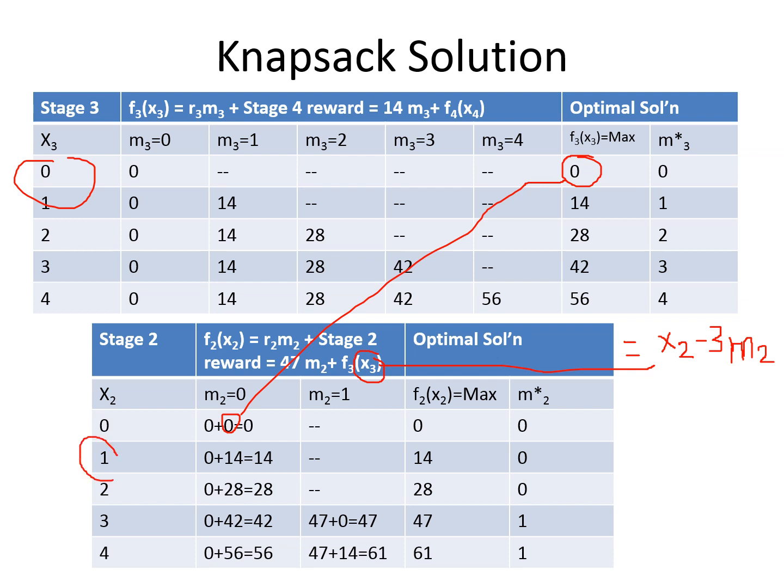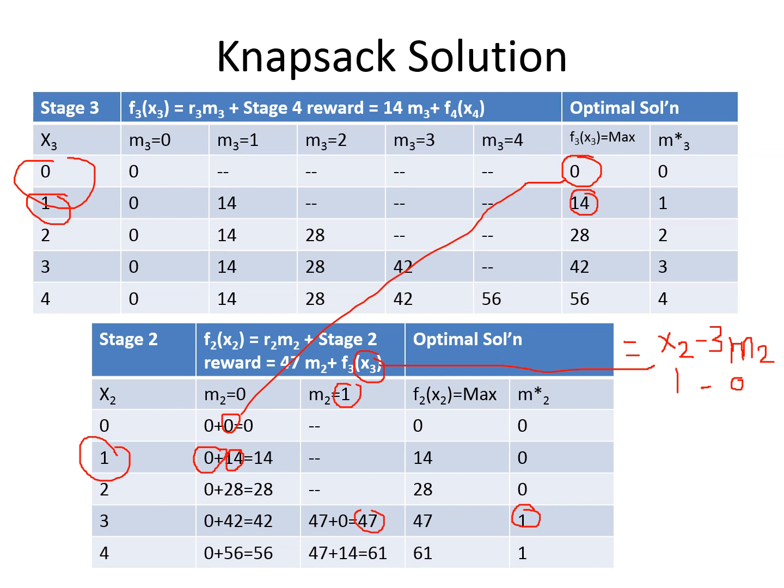What if X2 was 1 and M2 was 0, so we decided to select 0 of type 2, which means 47 times 0 is 0, plus F3 of X3, which is this 14. Where did it come from? Since I use the same equation here, since X2 now is 1 and M2 is still 0, 3 times 0 is 0, so the total is 1. Then I look at this one, and I take F3 of X3 to be equal to 14, and so on. This way I will populate the rest of the table, and then I get the maxes along the rows, and obviously where does this max occur? For instance, this 14 occurred only when M2 is 0, so M2 star is 0. And in this example, this 47, the max occurred when M2 is 1, and that's why M2 star is 1.